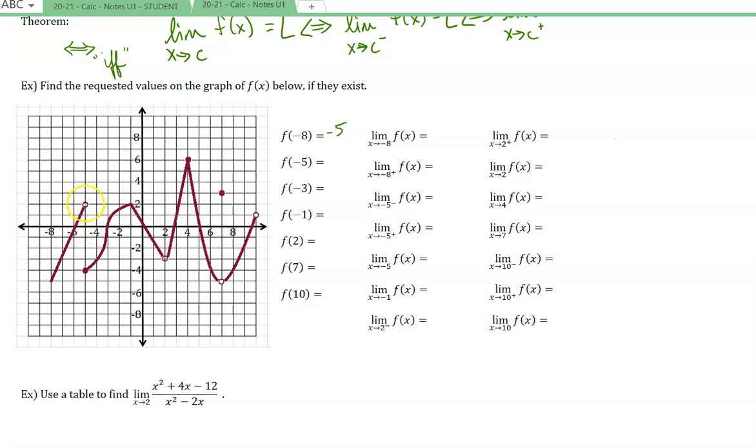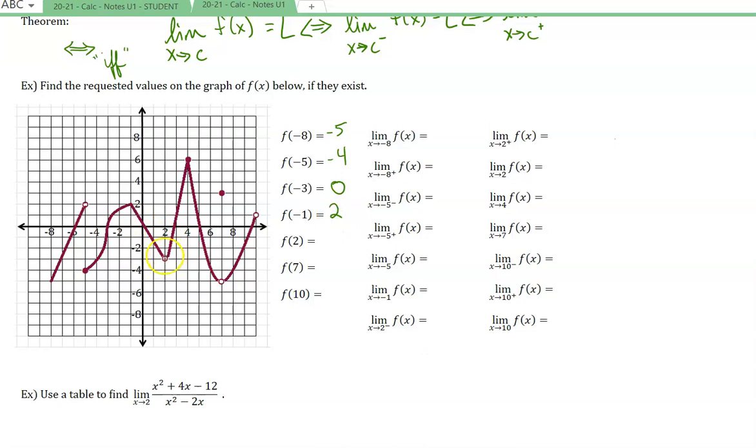Okay, f of negative 5. Now, I have an open circle there, but remember, there is no point at an open circle. We get very, very infinitely close, but there is no point at an open circle. Okay, we do have a value for x equals negative 5 down here at negative 4. Then f of negative 3 is 0. f of negative 1 is 2.